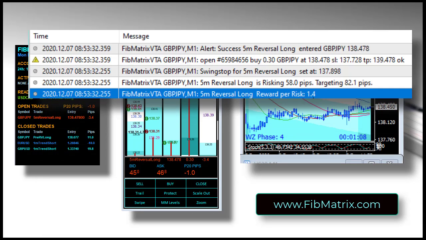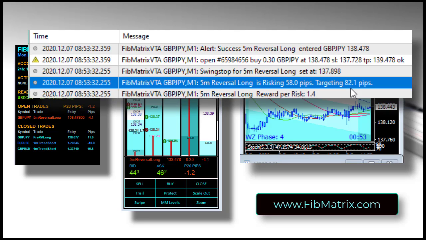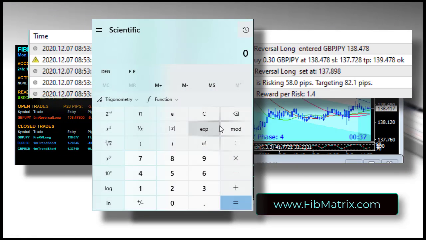It ended up being a reward per risk of 1.4 to 1. So still very good because we're risking 58. Look at what our stop was. We set it to 60, the max, right? So our swing stop is just under the low, 58 pips away. We're targeting 82 pips. Now, what's 82 times 0.3? Let me just bring up my calculator.